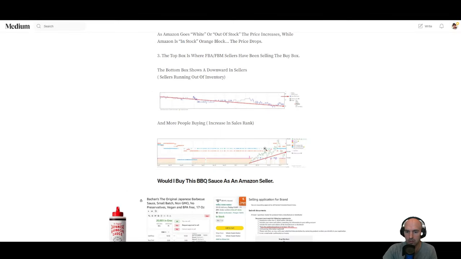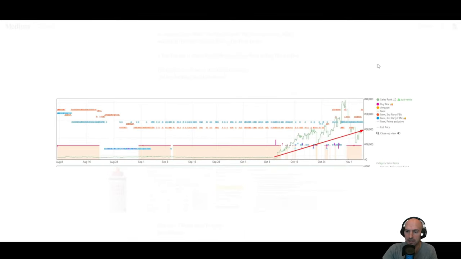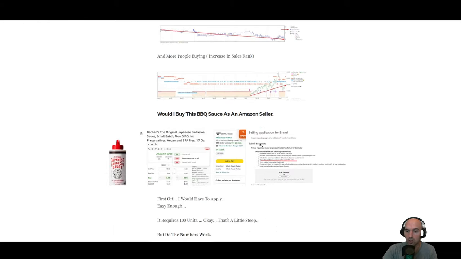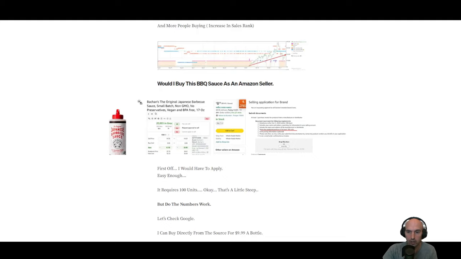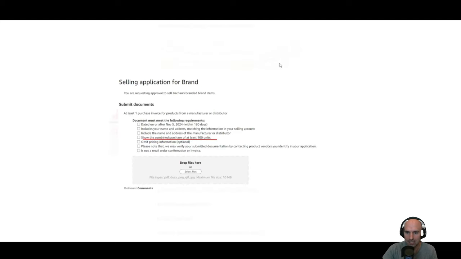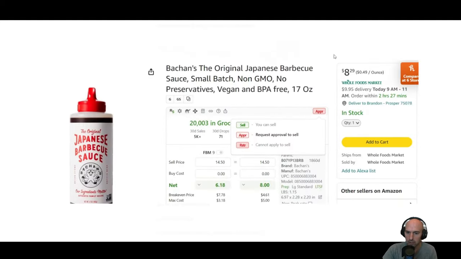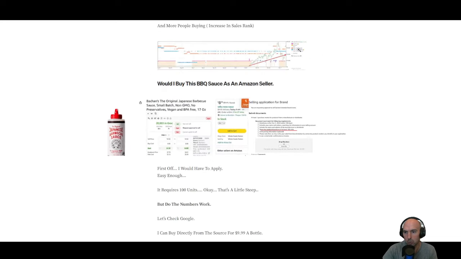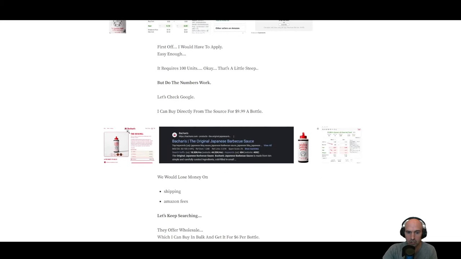So we have a downward slope of sellers and an increase in supply, or demand rather. So those are the things to look for. So would I actually sell this barbecue sauce? Well, to apply, it would require 100 units to purchase this barbecue sauce. I would have to get it for $6 or less to break even. And would I actually want to do that? Well, let's check out the numbers.